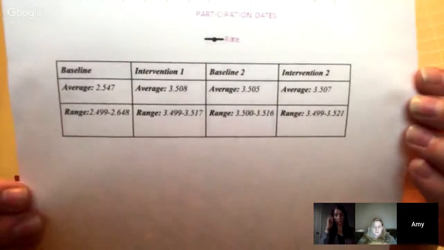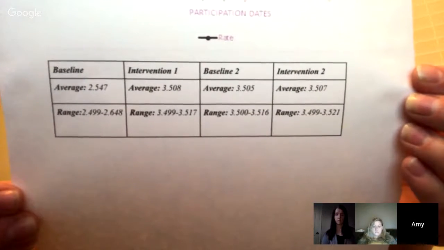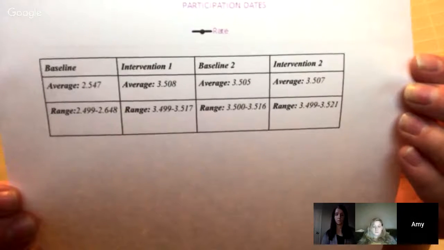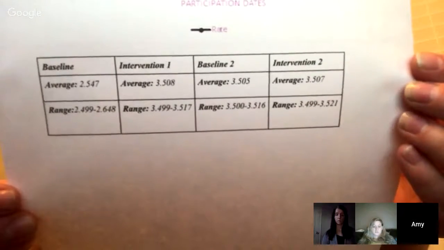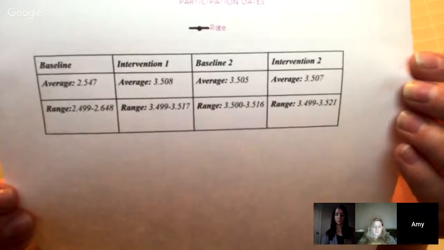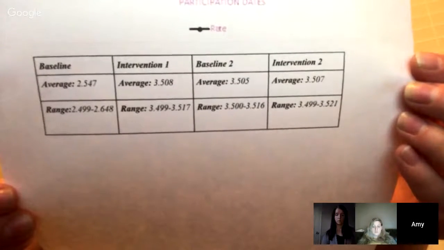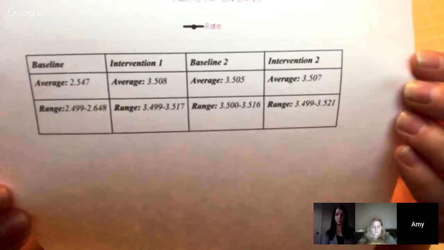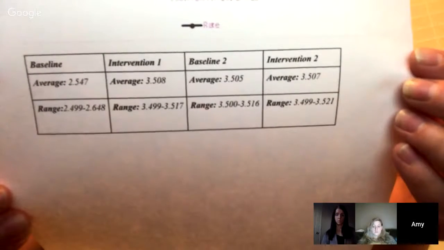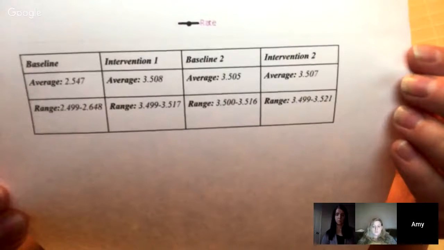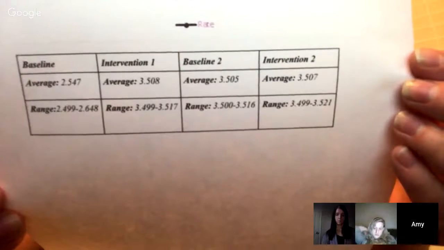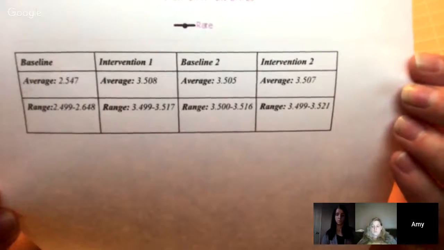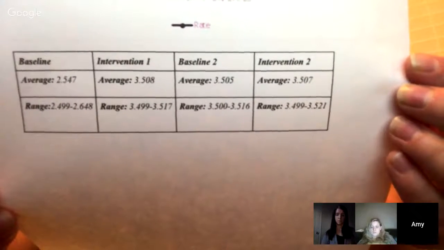In the bottom, we can see her average for her baseline was a 2.54. Her range was 2.49 to 2.64. Her intervention average was a 3.5. Her range was a 3.4 to a 3.5. Her baseline 2 average was a 3.5. Her range was a 3.5 to a 3.516. Her intervention 2 consisted of an average of a 3.2, and her range was a 3.4 to a 3.52.